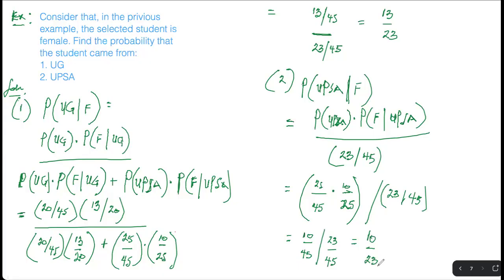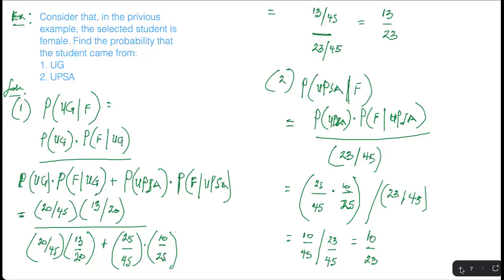Isn't it interesting that when we add these two probabilities, the probability of coming from UG and UPSA, we get 13 over 23 plus 10 over 23. That's 23 over 23, and that is 1. This shows that indeed UG and UPSA are the only partitions that we have.